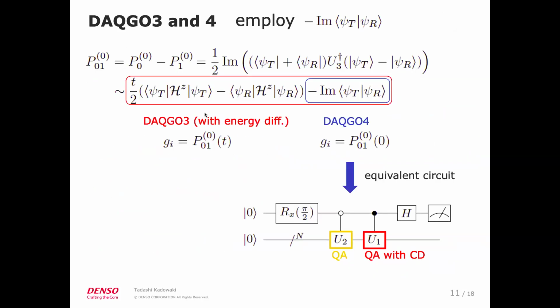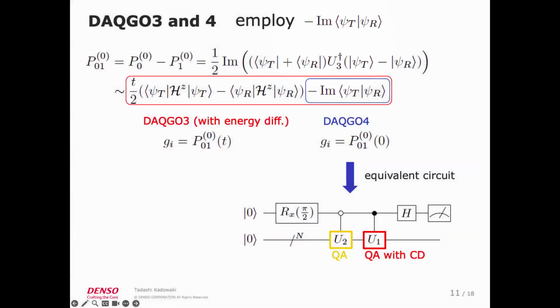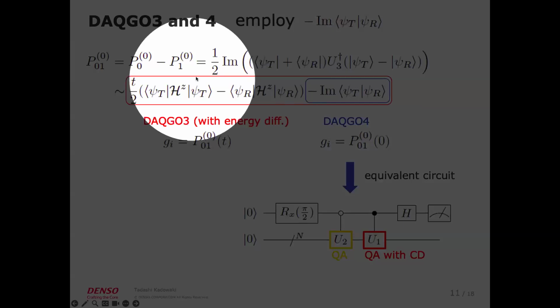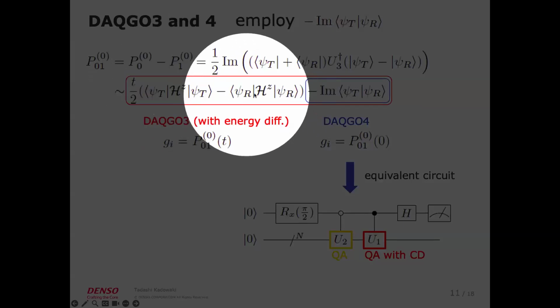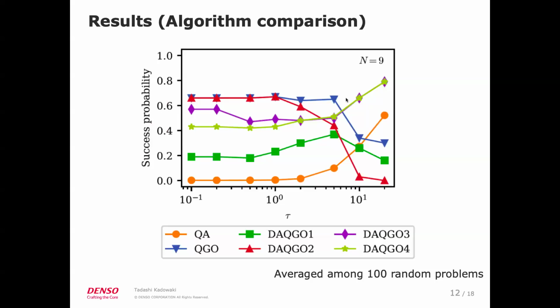And for 3 and 4, as I mentioned, not just energy but other observables may improve the performance. In this case, we can easily calculate this variable, which is kind of phase information, with two different types of quantum dynamics. So now we have algorithms 3 and 4. Algorithm 3 has another energy difference term, but 4 is just for the phase information. So let's take a look at the results.